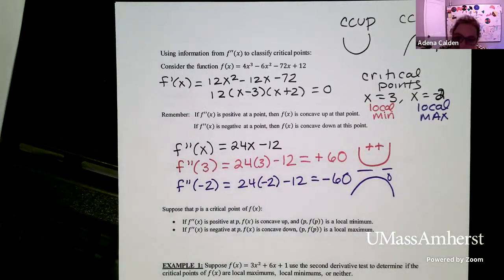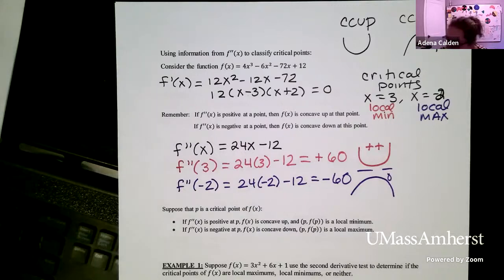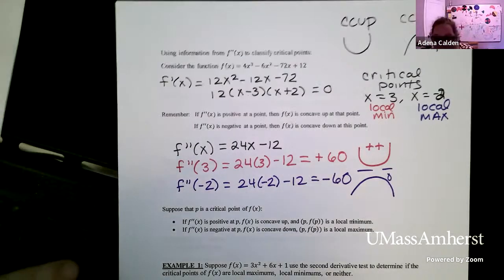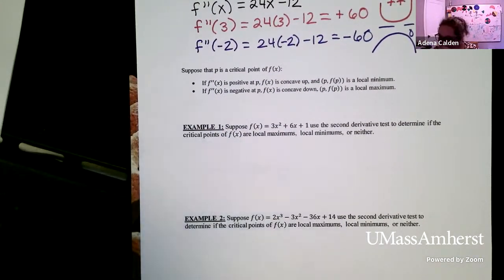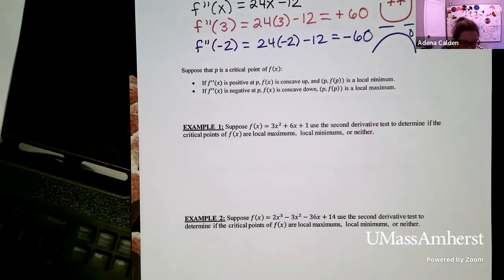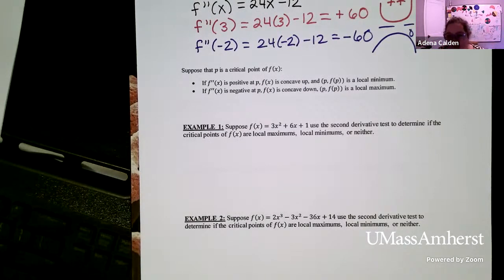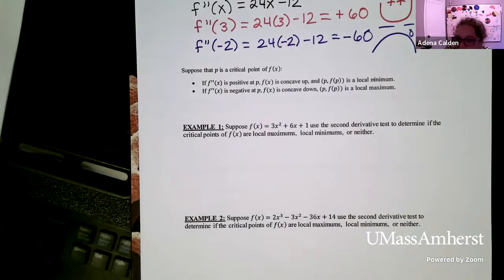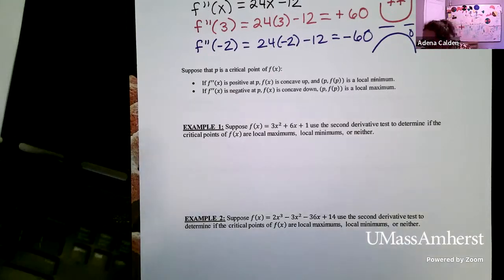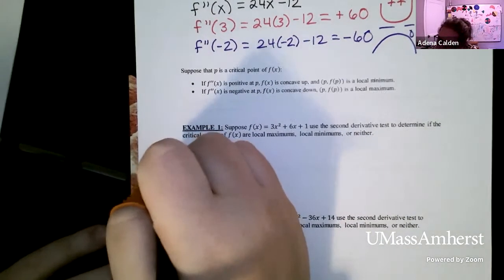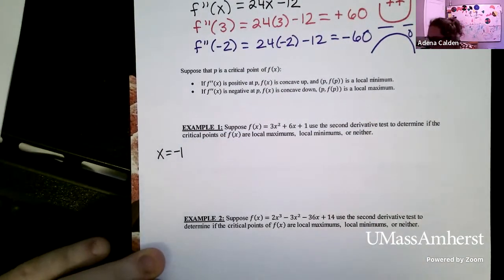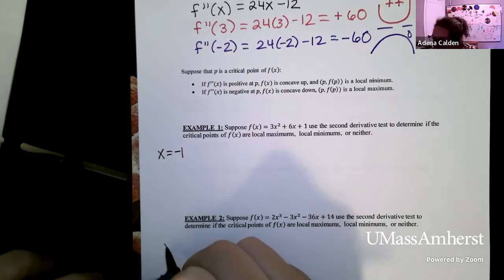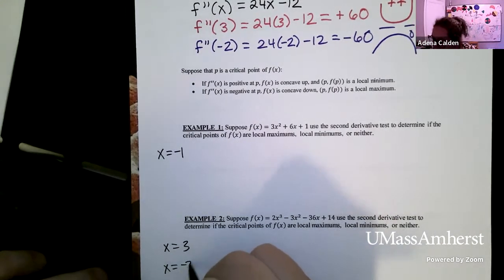Okay, so now we're going to practice doing the second derivative test. We're going to, again, use some examples that we've already found the critical points for. I will remind you what we got for critical points, but you are still going to have to find the first derivative to get to the second derivative. For example 1, our critical point was x equals -1. For example 2, our critical points were x equals 3 and x equals -2.